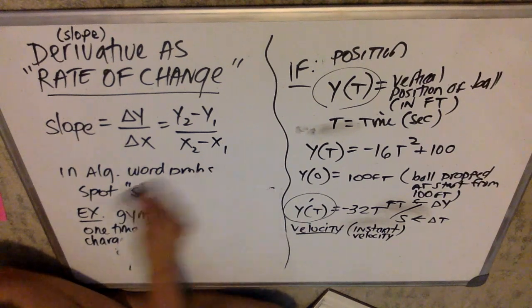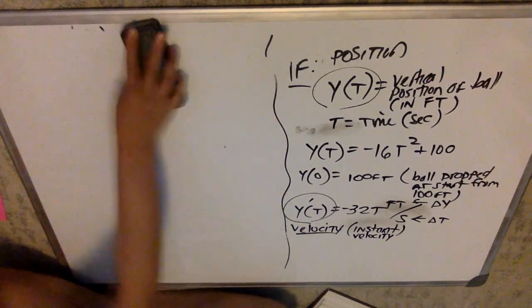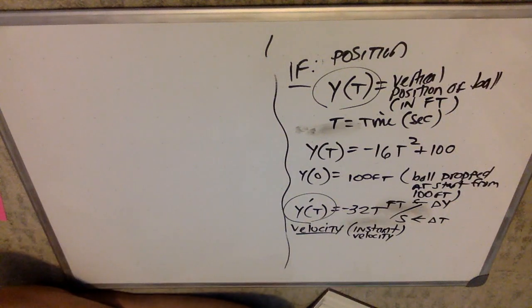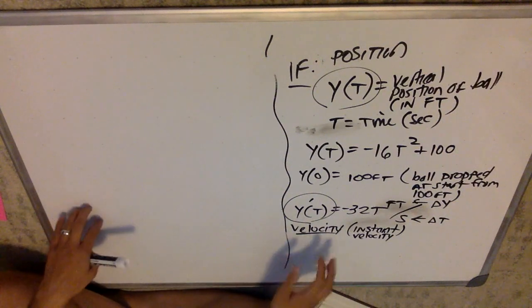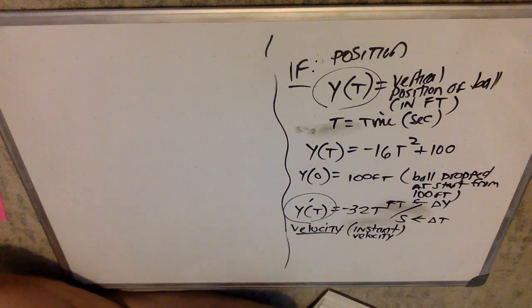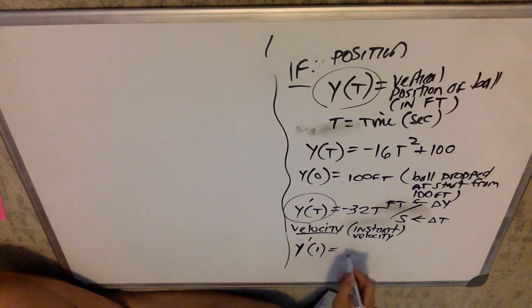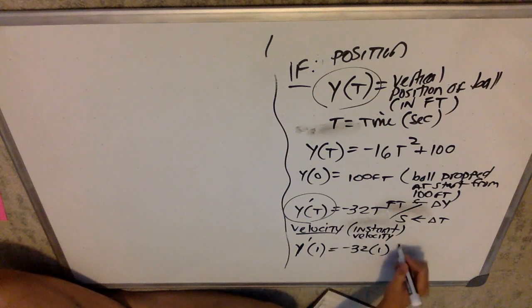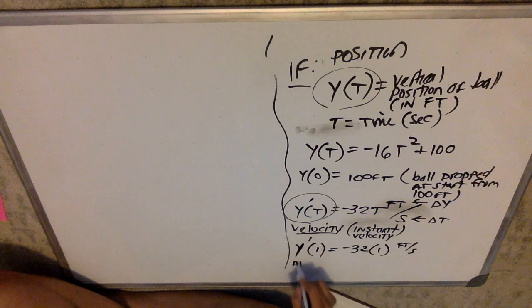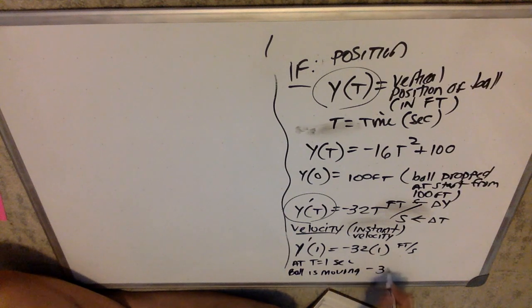We're going to spend a lot of time talking about particle motion, which is essentially what this is. But the short answer is that if you want your instantaneous velocity, you need to use calculus and you want the derivative. So for instance, y prime of 1 would be negative 32 times 1 in feet per second. What that means is that at t equals 1 second, the ball is moving negative 32 feet per second.